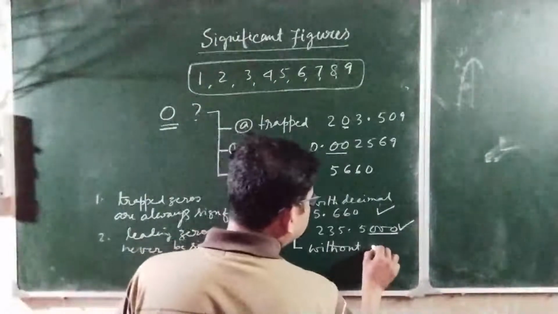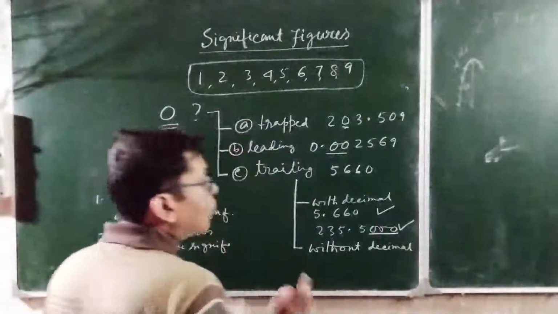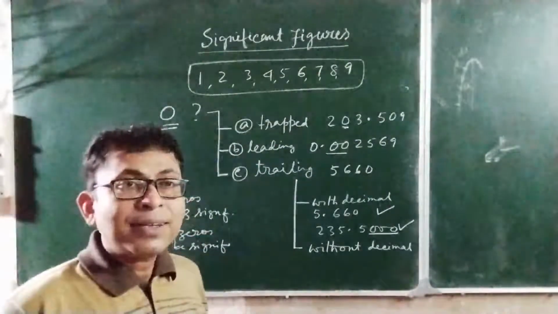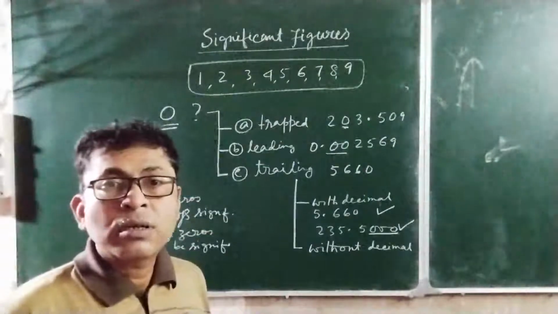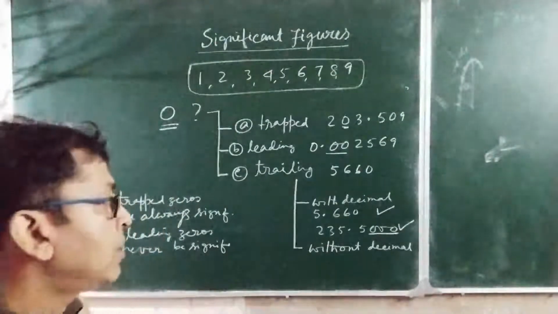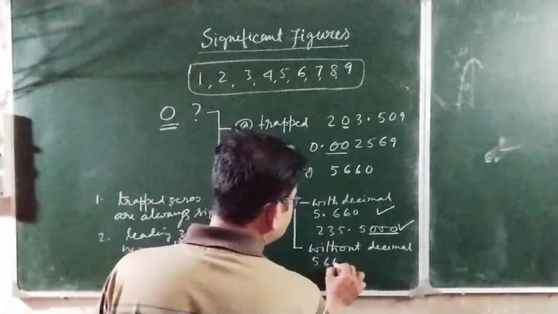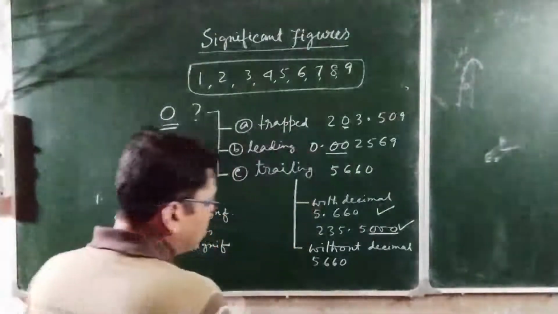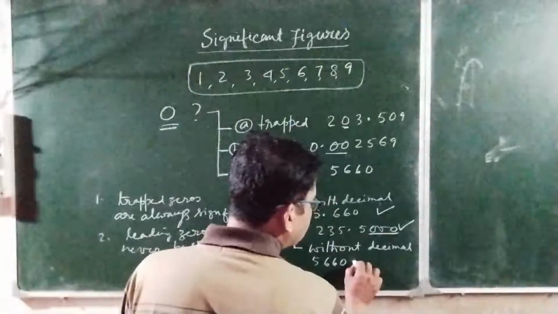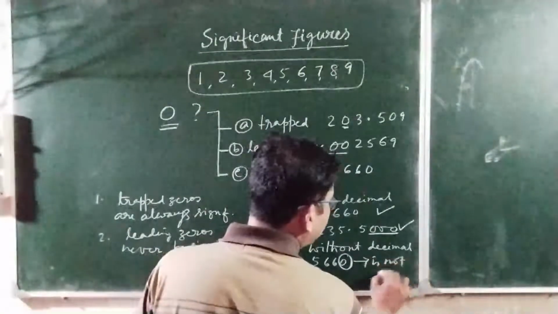Without decimal. Without decimal, if that refers only to a number, only a numeral, like this one, 5660, then this 0 cannot be considered as significant. This 0 is not significant.